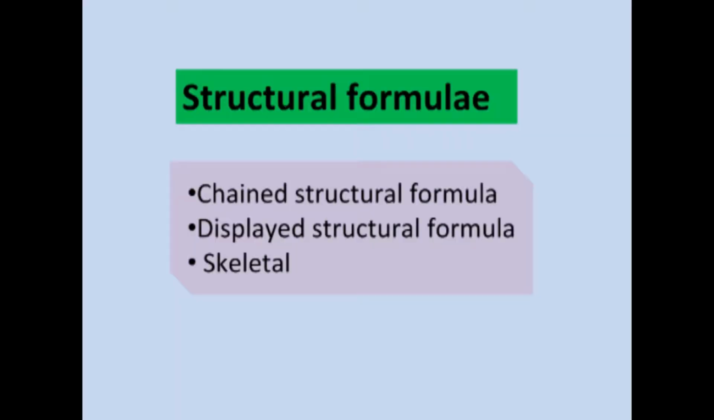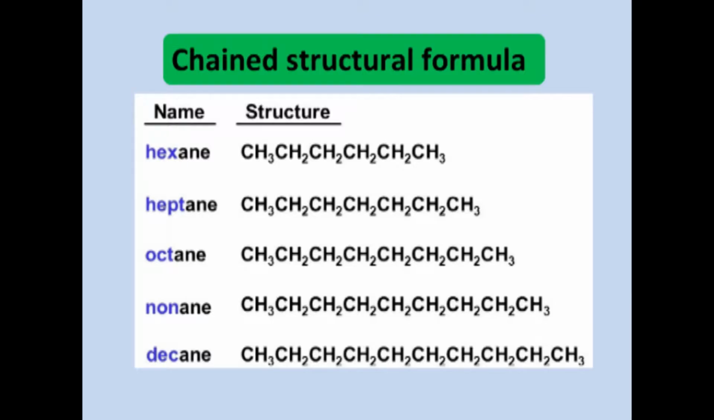Structural formula: chain structural, displayed structural, and skeletal structural. Chain structural of hexane and their structure is given. Hexane to decane, their compact structures are given. Then the actual number of carbon and hydrogen, and their bonding, is present here.